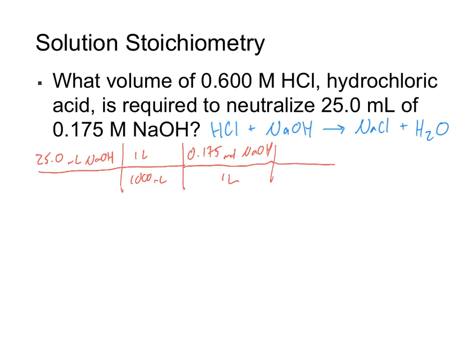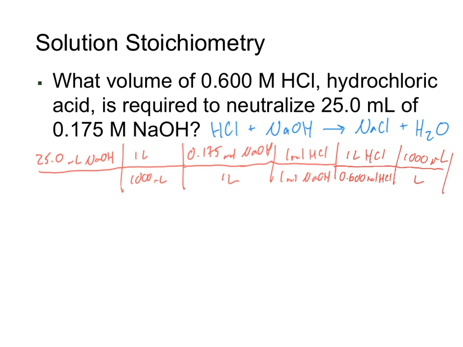Next, we can use our stoichiometric ratio of 1-to-1 HCl to NaOH to convert over to moles of HCl. And now we use our molarity of HCl to convert over to liters of HCl. And finally, it's probably going to be convenient for us to think again in terms of milliliters. And so we'll convert back to milliliters.